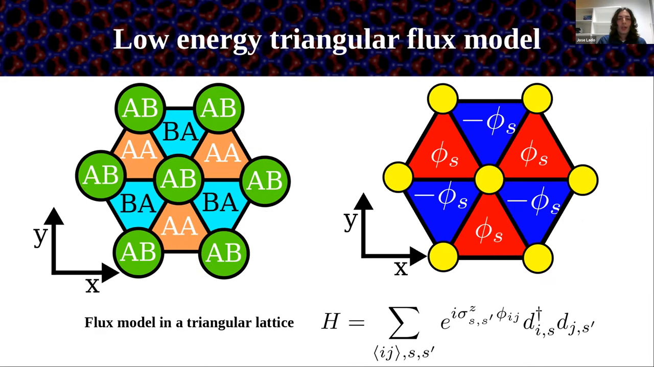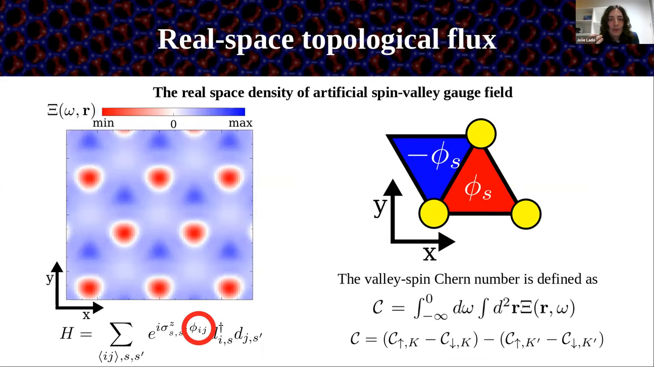And we can actually capture all the physics of these low energy bands by using a two orbital model in a triangular lattice, but in which the hoppings have complex phases. Another interesting idea is that these complex phases of the hoppings are related to some topological properties of the twisted van der Waals material. And this is something that we can actually see by looking at the real space flux in the twisted Moire material.